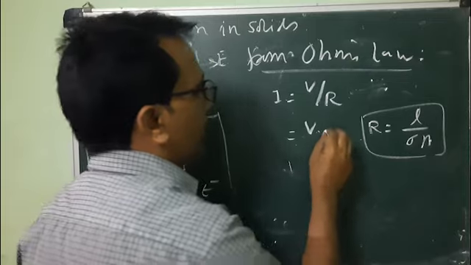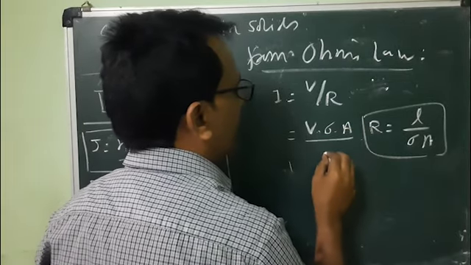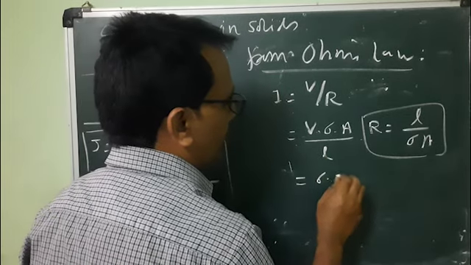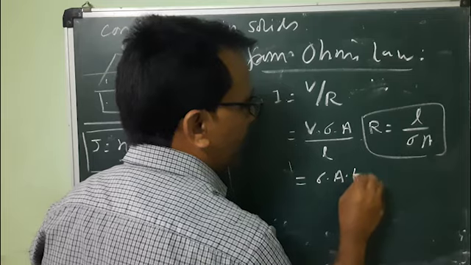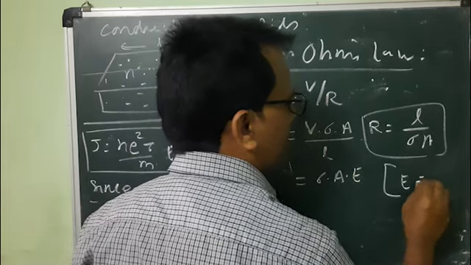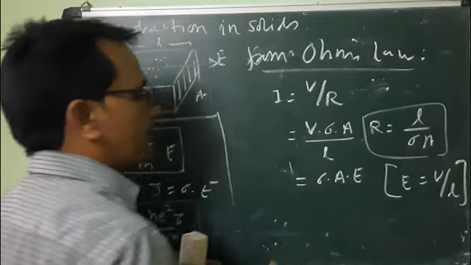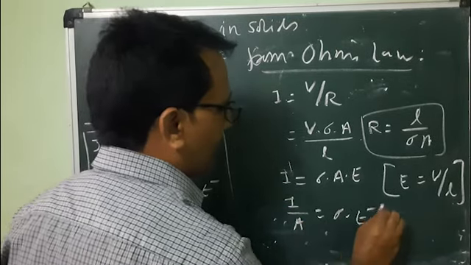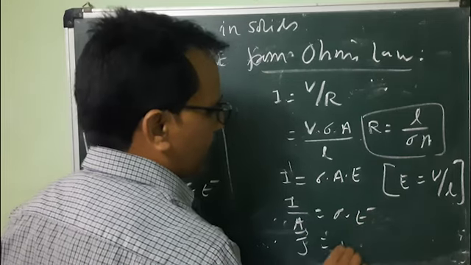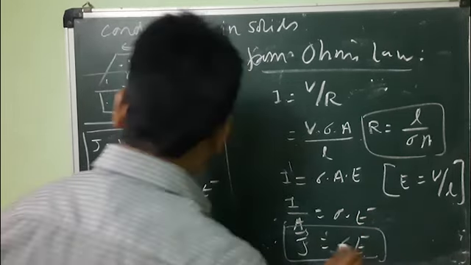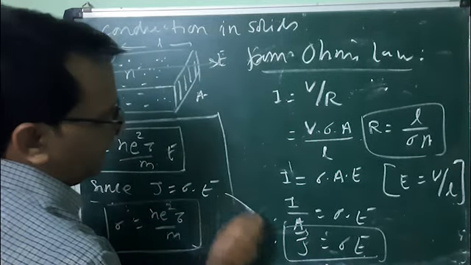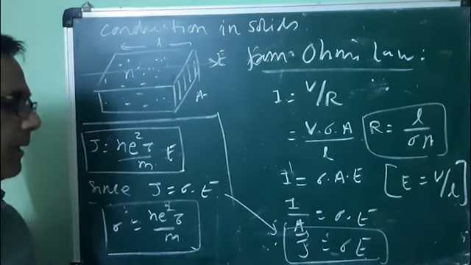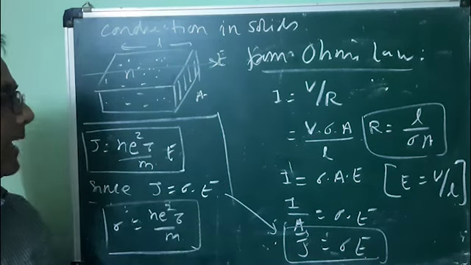So V is equal to I multiplied by L by sigma A, and V by L can be written as equivalent to sigma multiplied by A multiplied by E, since the electric field intensity is equal to V by L. This is the basic physics, and I by A is equal to sigma multiplied by E. So I by A is equal to J, that is equal to sigma multiplied by E. So this sigma multiplied by E can be derived just by using Ohm's law. So these are the basic physical parameters, and we are applying them here.